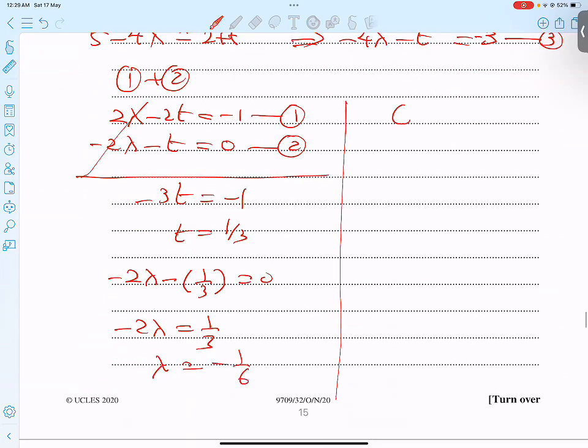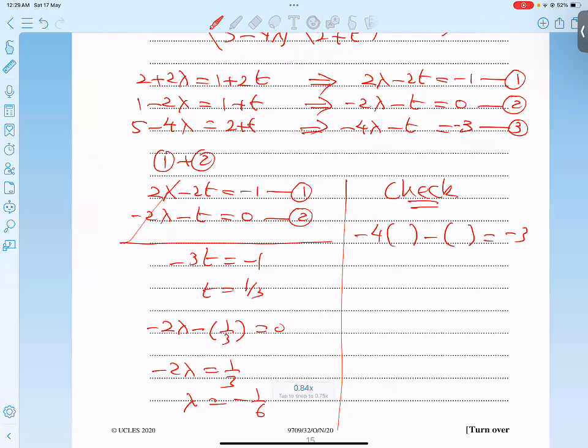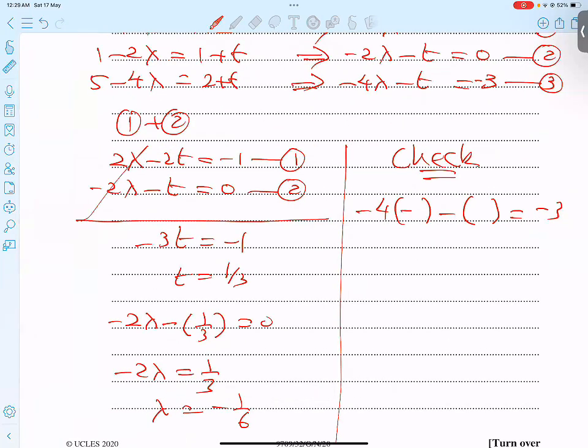Now I'm doing the check. How to check? This will help us understand whether they intersect or not. How do we check it? Both values I will put in the untouched equation. Don't use the top equations, use the third one, which is not used till now. So minus 4 times 2 lambda minus t equals minus 3. And now the lambda value is negative 1 over 6 and the t value is 1 over 3.